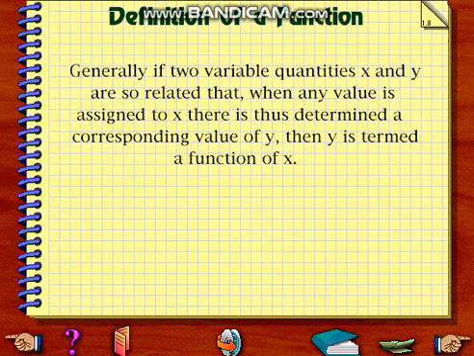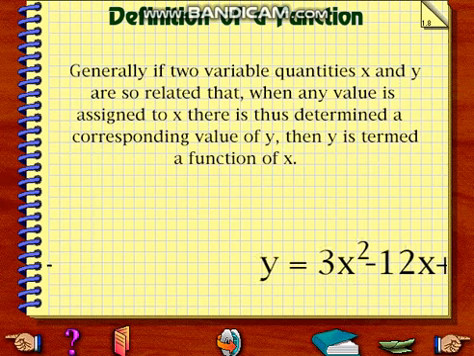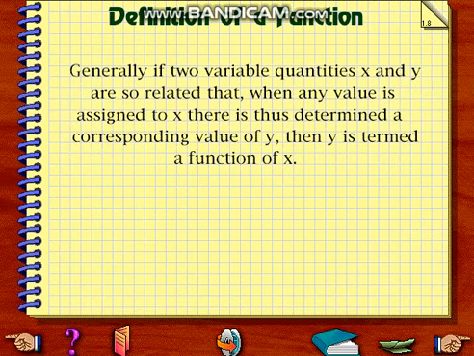Here is the formal definition for what we have learned. Generally, if two variable quantities, x and y, are so related that, when any value is assigned to x, there is thus determined a corresponding value of y, then y is termed a function of x. Here, x is called the independent variable, or the argument, and y is called the dependent variable, or the function. Click on the next page icon to continue.